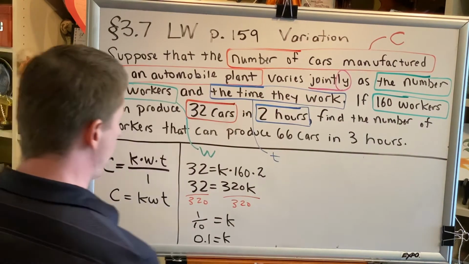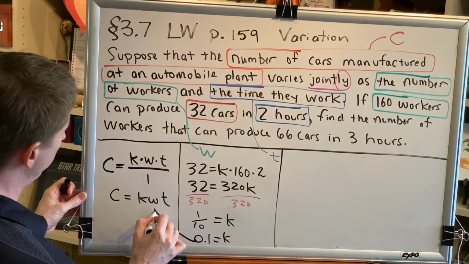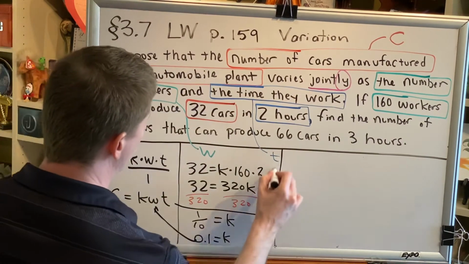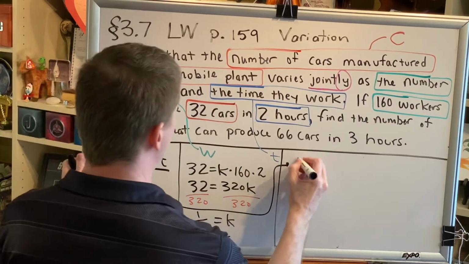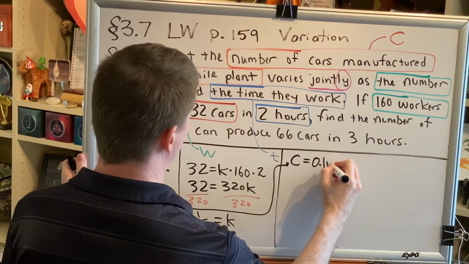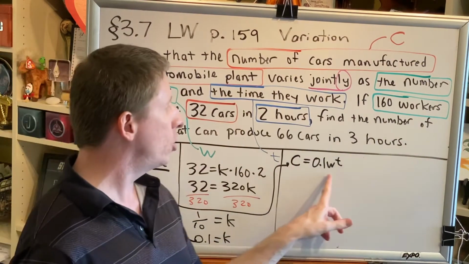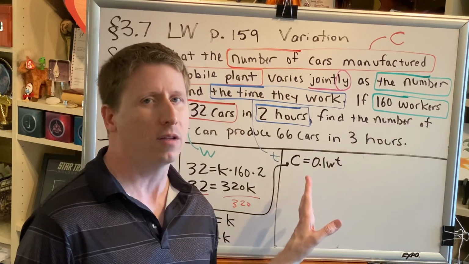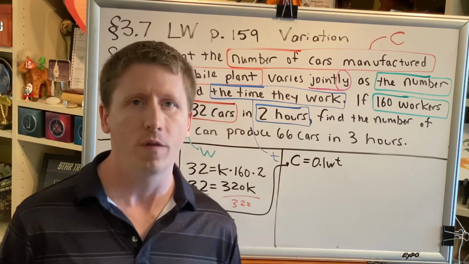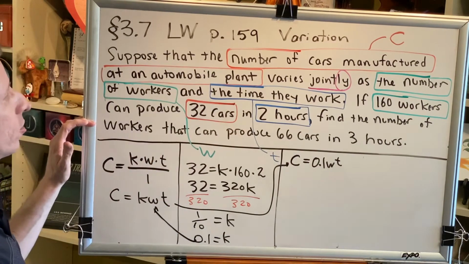Okay, so K is equal to 0.1, which means we can now put this in our equation to write an equation that we can use to predict the future. C equals 0.1WT. So now, if someone gives me 2 of the values of these variables, I can solve for the value of the third, which will be helpful as we now approach this last question.